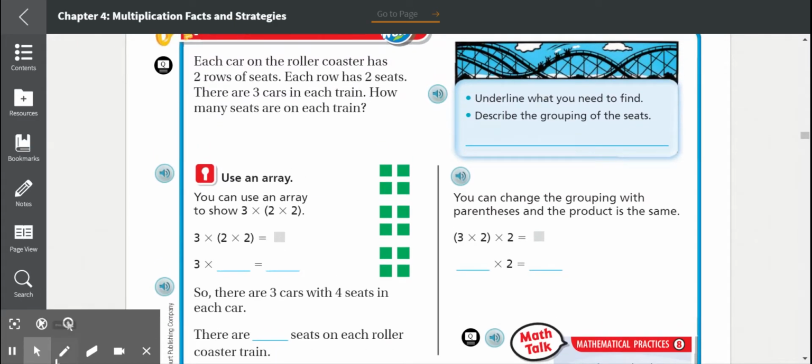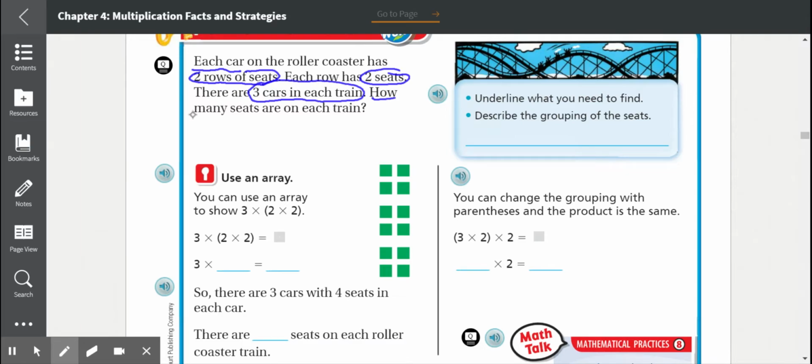Each car on the roller coaster has 2 rows of seats. Each row has 2 seats, and there are 3 cars in each train. How many seats are on each train? So let's circle what we need to know. Each car on a roller coaster has 2 rows of seats, and each row has 2 seats, and there are 3 cars on the train. How many seats are on the train?